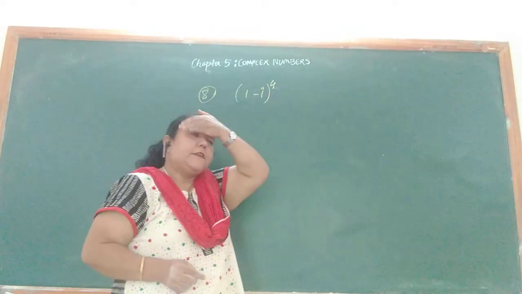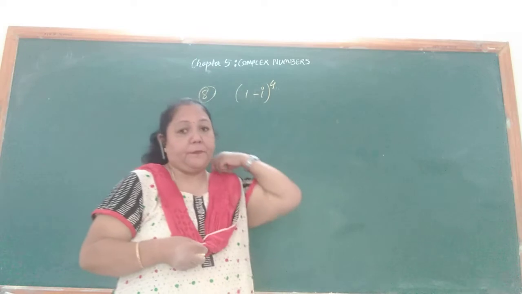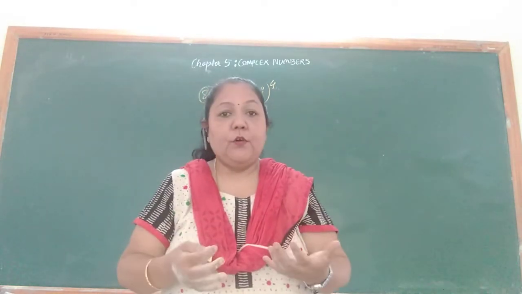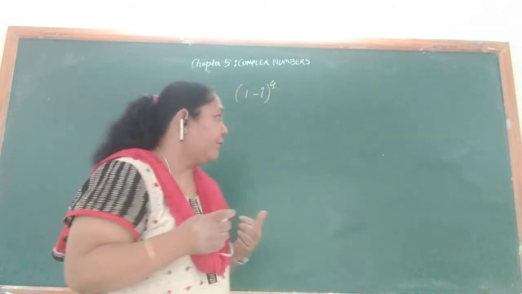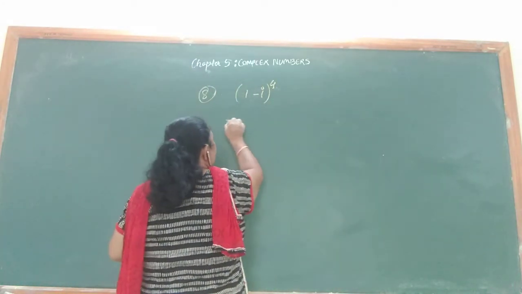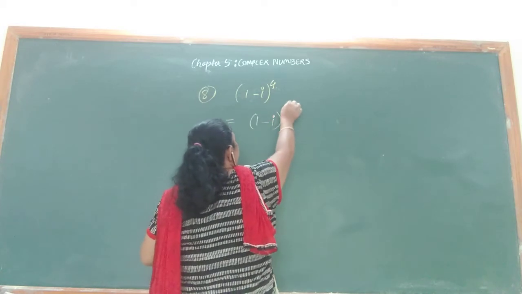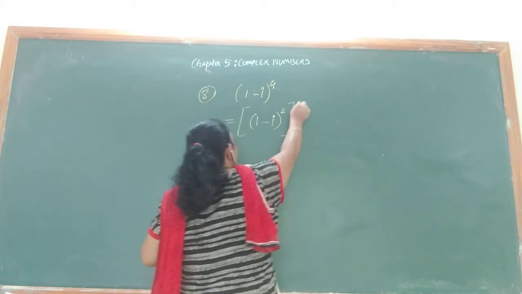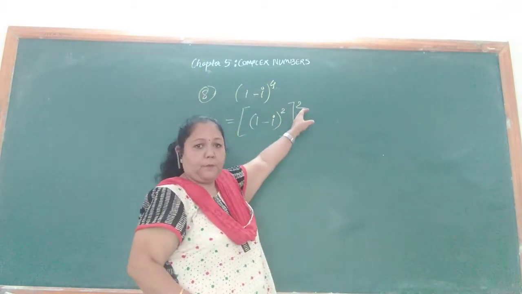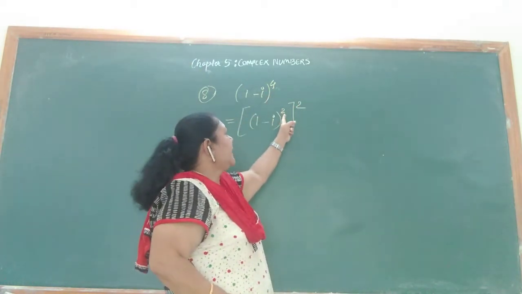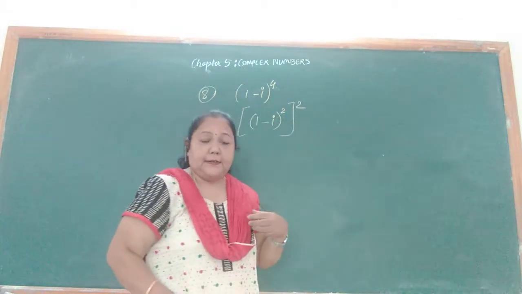My next question is (1 minus i) to the power 4. So I want to open this bracket first and remove that power 4. So what I do is I write it as (1 minus i) whole square, and again a square like this. And you know that 2 twos are 4. So this 4 I wrote as 2 into 2. Now why did I do that?